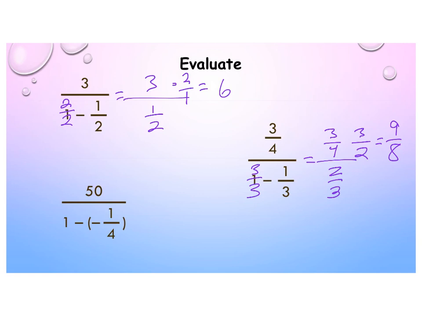Okay, minus a negative 1/4 becomes plus a positive. 1 plus 1/4 is 5/4. Flip and multiply, I get 4 over 5. 50 divided by 5 is 10. I end up with 4 times 10, so I end up with 40.